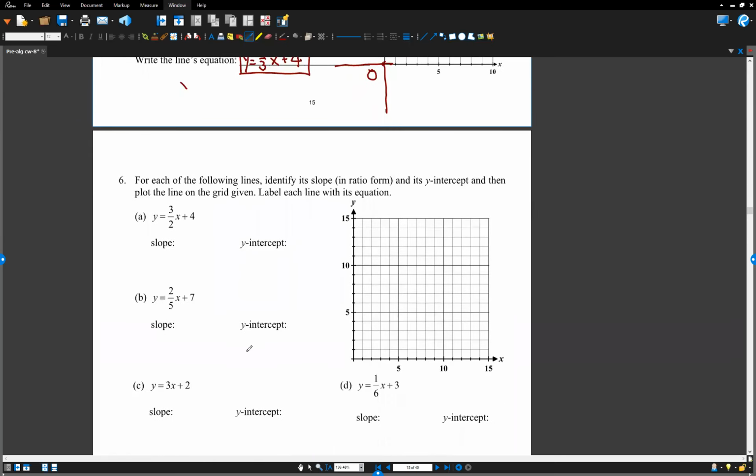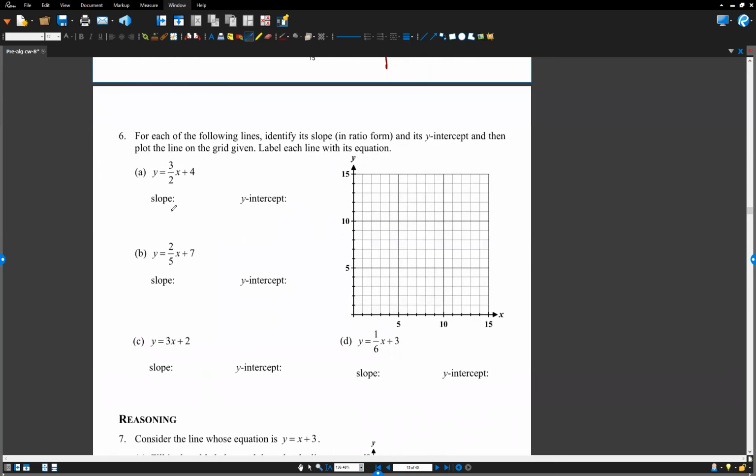All right, number 6. This time the equation is given. Using the equation, we're going to find the slope and y-intercept and make a graph. What's the slope of A? 3/2, right? The slope is 3/2. What's the y-intercept? 4. Yep, the y-intercept is 4.